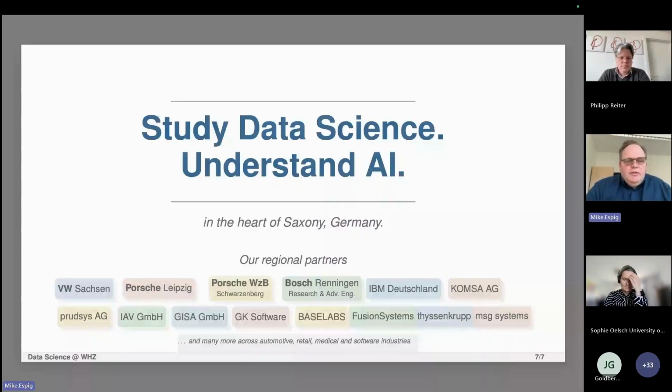So let me summarize. If you want to study data science and truly understand artificial intelligence, you can do this in the heart of Saxony in Germany. And you would do this together with some of the strongest companies in Germany. Our program is modern, it is hands-on, and it is taught in small groups with state-of-the-art methods. And the best part, there is no tuition fee. And the cost of living in Zwickau is extremely low.